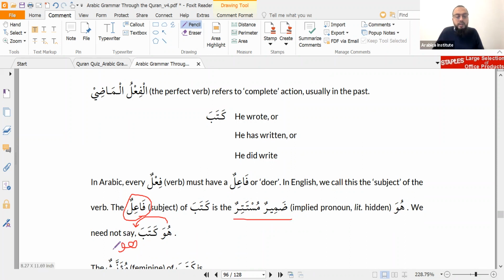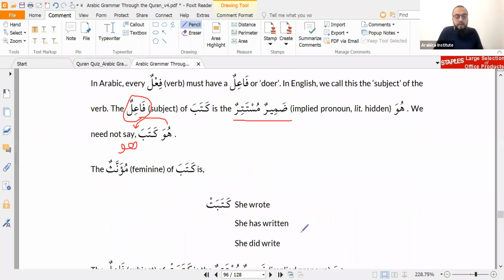And the manifest huwa, that's outside after the kataba, is called tawqid. It's just an emphasis. Yeah, so kataba huwa. He himself wrote. It's a bit like he himself, the way we re-emphasize the he with the himself. So he wrote himself. That huwa has a meaning of himself.